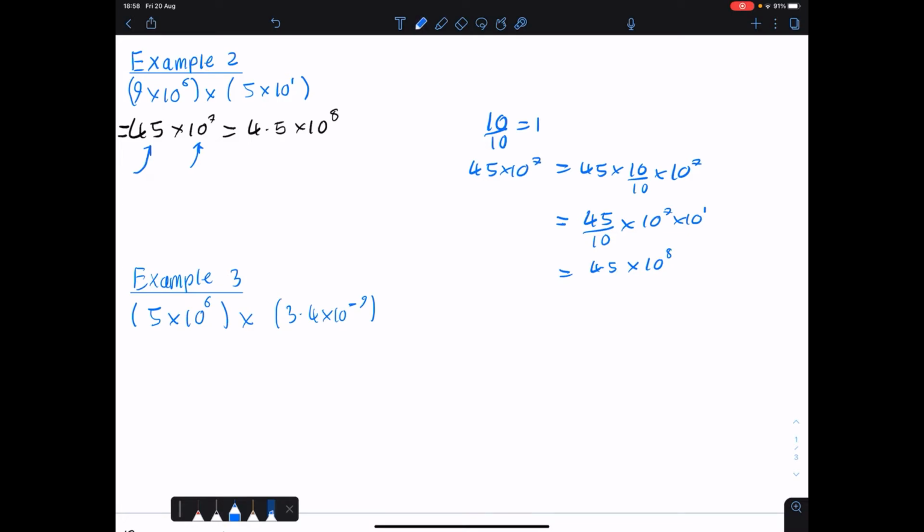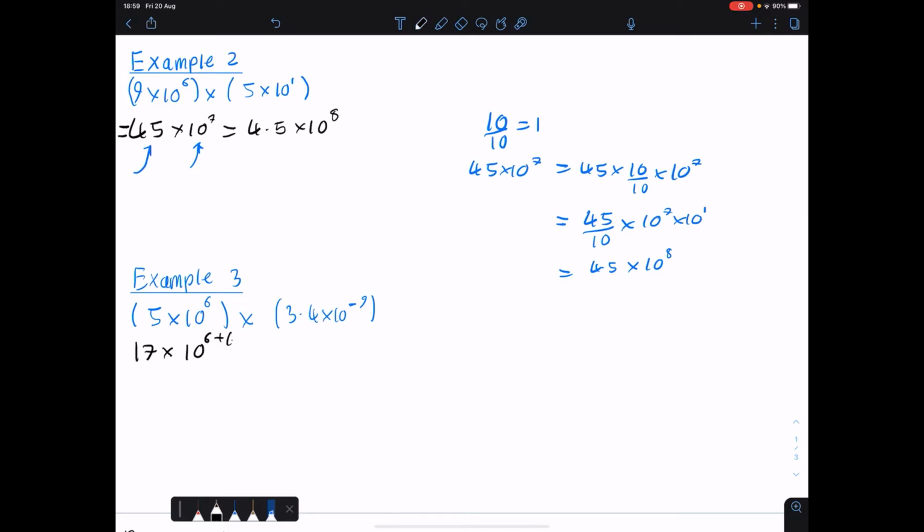For our third example, we're asked to calculate 5 times 10 to the power of 6 multiplied by 3.4 times 10 to the power of negative 9. Again, the first thing we need to do is address these numbers at the start. We can use a calculator to find out that 5 times 3.4 is just 17. And we need to multiply this by 10 to the power of 6 times by 10 to the power of negative 9. Using our laws of indices, this is just 10 to the power of 6 plus negative 9.